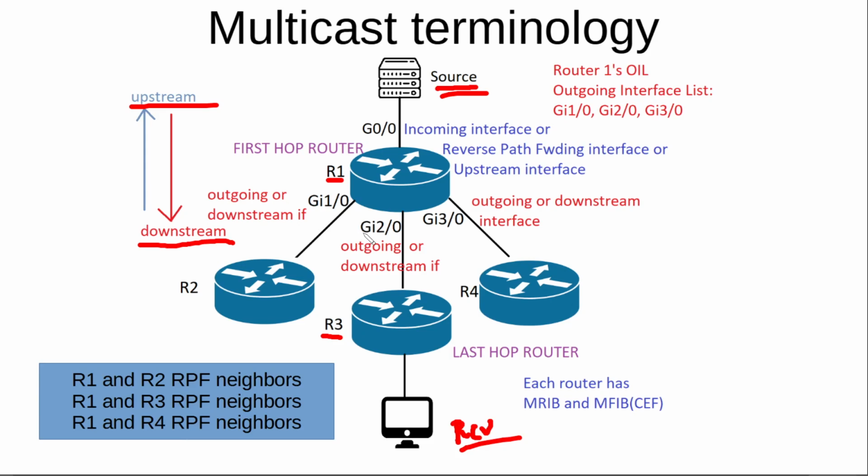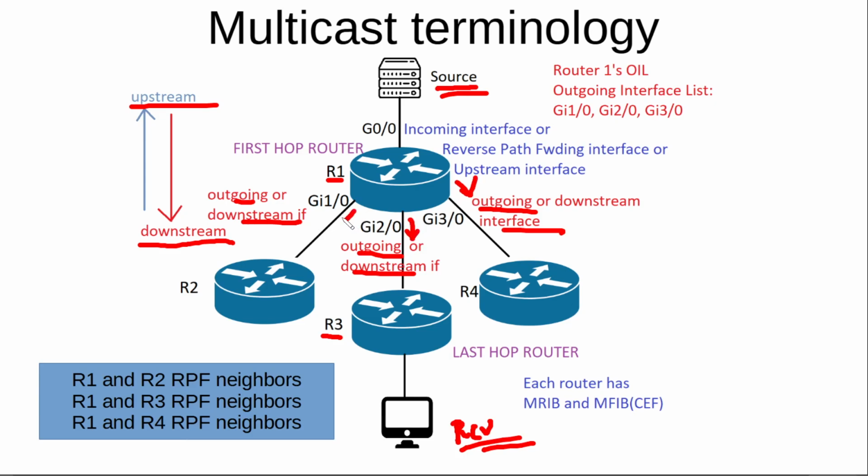Gigabit 10, gigabit 20, and gigabit 30 are all downstream interfaces because they are closer to the receiver. They can also be named outgoing interfaces because these are interfaces where multicast will be coming out of the router.